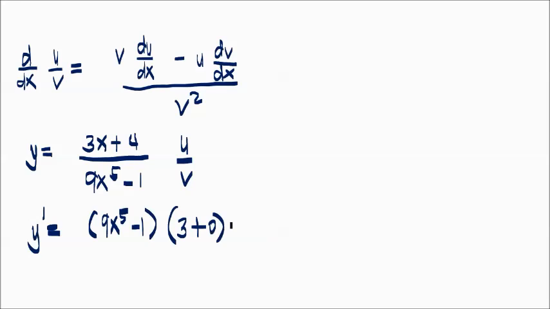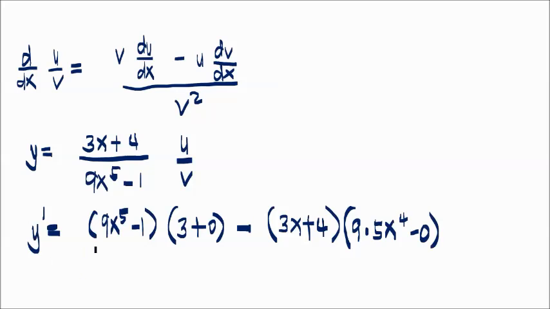Okay. So minus copy u, that would be 3x plus 4. And then the derivative of v, our v is the denominator. So that would be 9 multiplied by 5x raised to 4, because you bring down 5 and then 5 minus 1 is equal to 4. So minus 0 all over v squared.